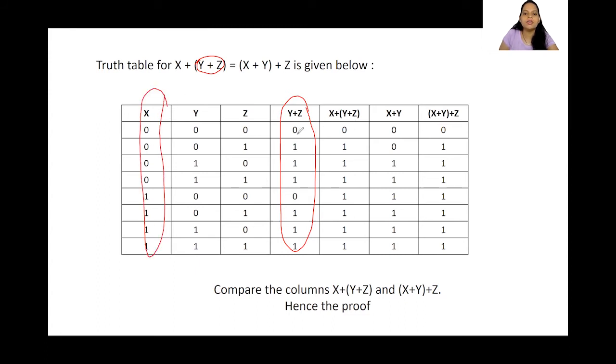We are getting 0 or 0 is 0, 0 or 1 is 1, 0 or 1 is 1, 0 or 1 is 1, 1 or 0 is 1, 1 or 0 is 1, 1 or 1 is 1, 1 or 1 is 1. So this is nothing but our left hand side, the entire left hand side we got. Let's do the right hand side. We're going to do x plus y first. So what is x plus y? It is nothing but this one.